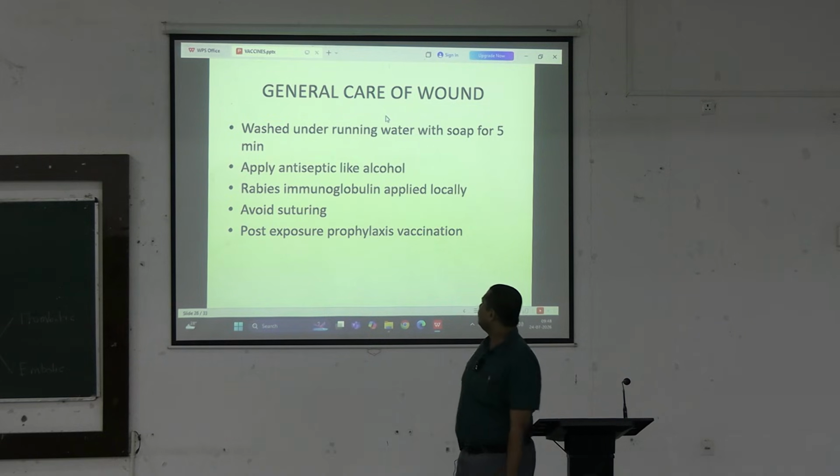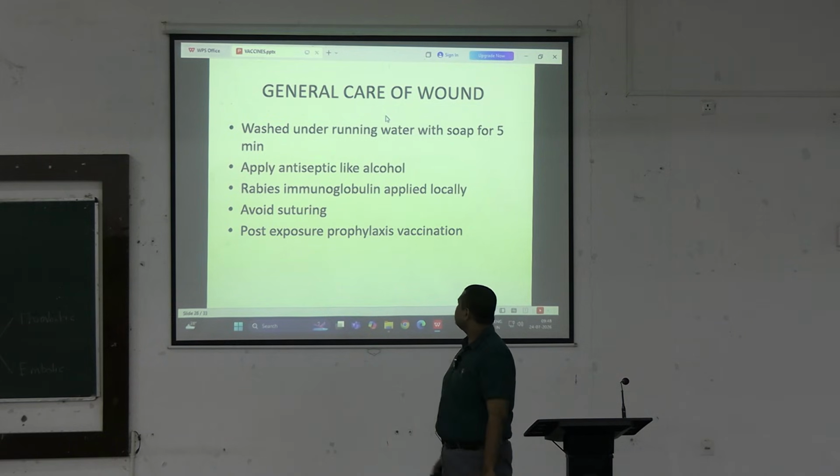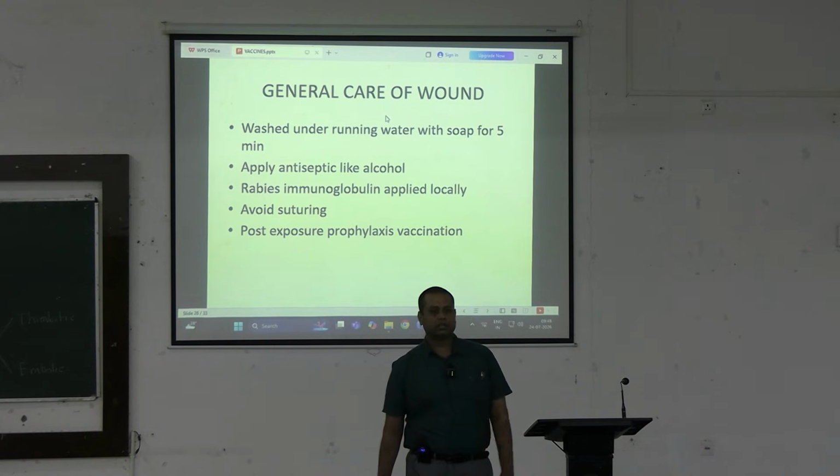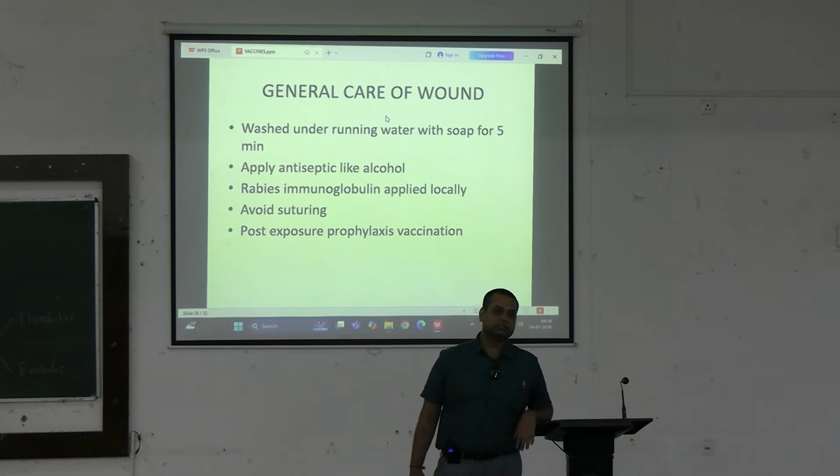Okay, general care of wound: wash under running water with soap for 5 minutes, apply antiseptic like alcohol. She has also said iodine, this can also be applied. Then rabies immunoglobulin applied locally, avoid suturing, post exposure prophylaxis of rabies. Okay, what is the post exposure prophylaxis regime? Tell the post exposure prophylaxis of rabies regime, I just said it. You're just sitting.